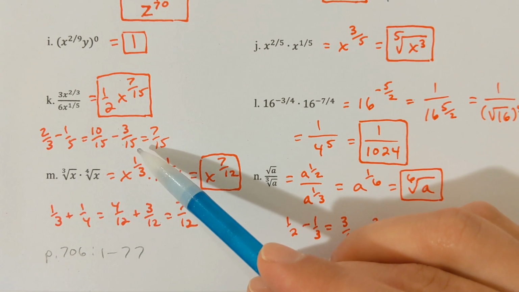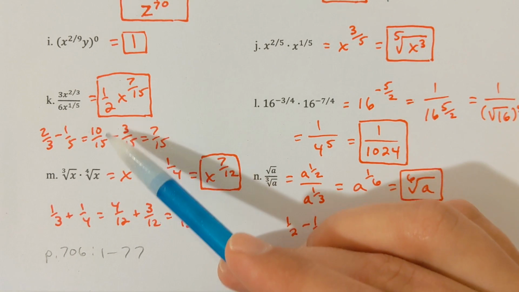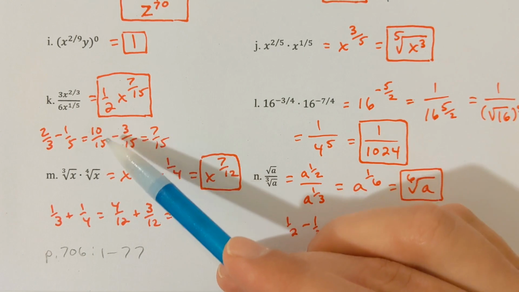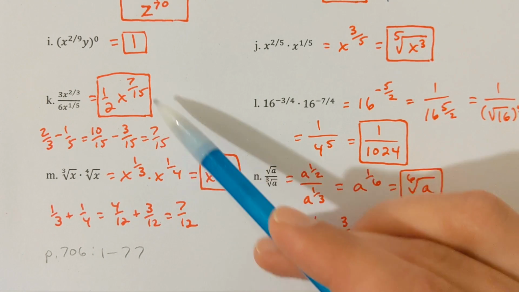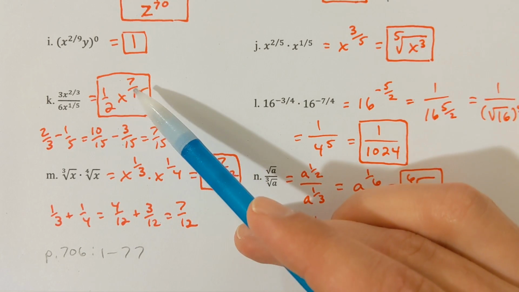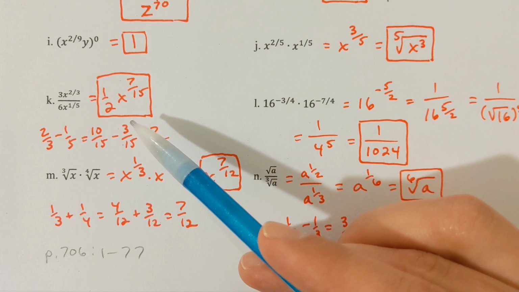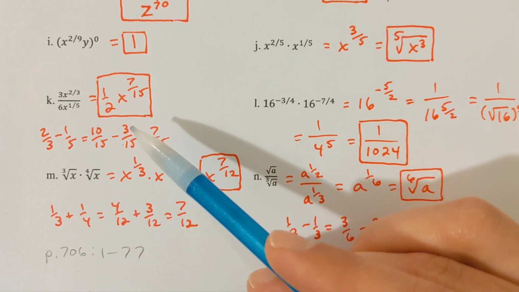The common denominator is 15. 2/3, that's the same as 10/15. 1/5, that's the same as 3/15. 10/15 minus 3/15 is 7/15. So 1/2 x to the 7/15. That would be my answer if I were to leave it in a rational exponent form.